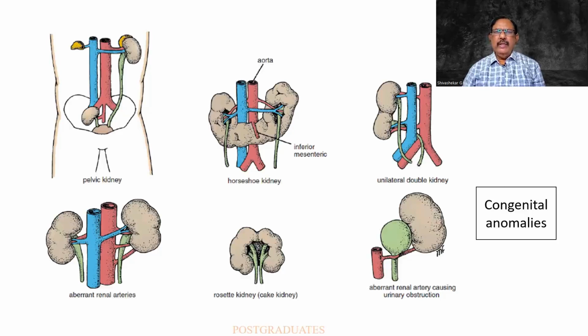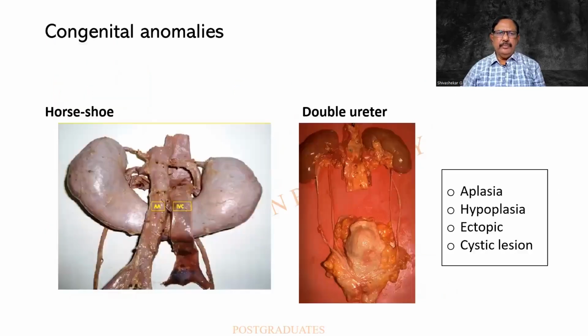We shall have it in our mind. Again, the same picture of it, a horseshoe kidney, then the double ureter on both sides. The abnormalities that you can find in the kidney include aplasia, no development, hypoplasia, underdevelopment, ectopic, an out of the way development, and then many cystic lesions.